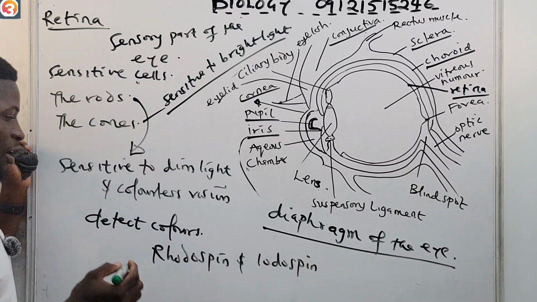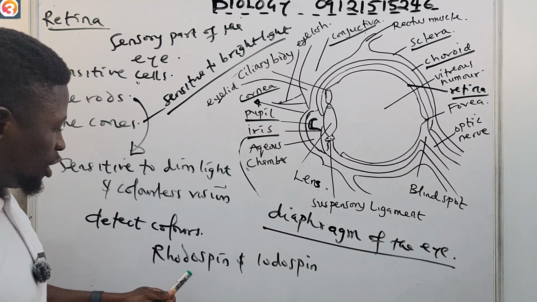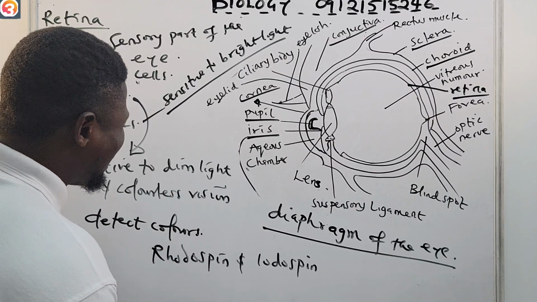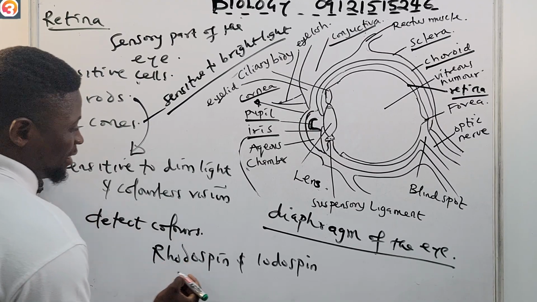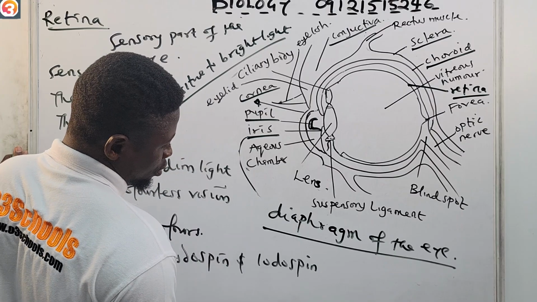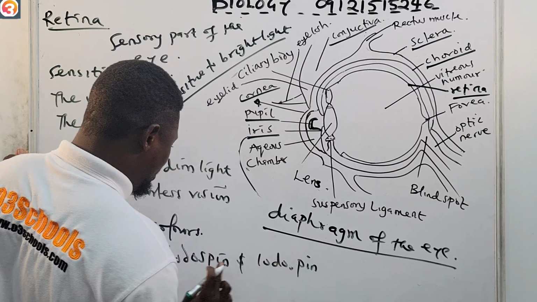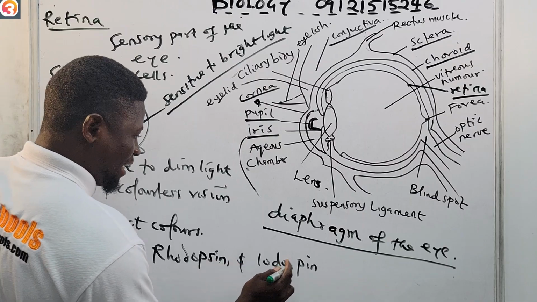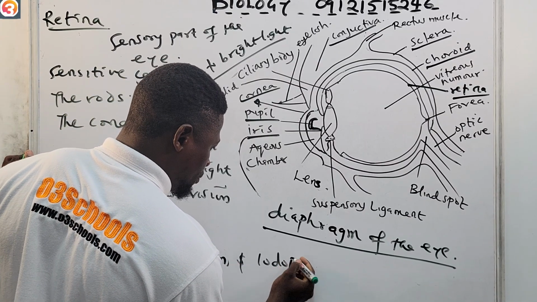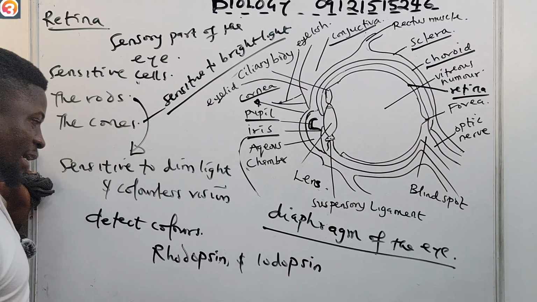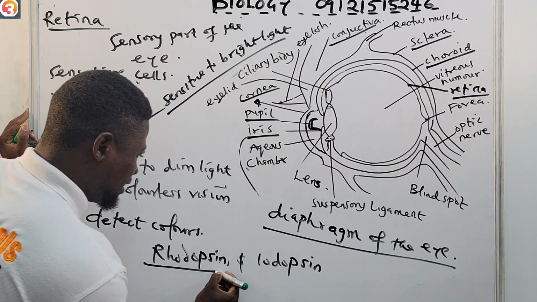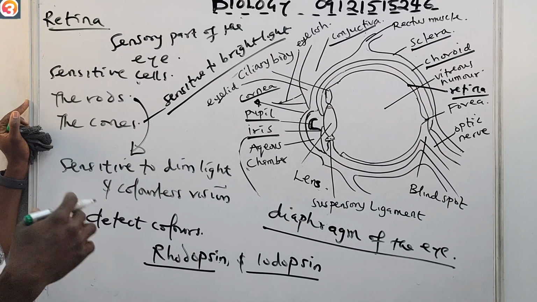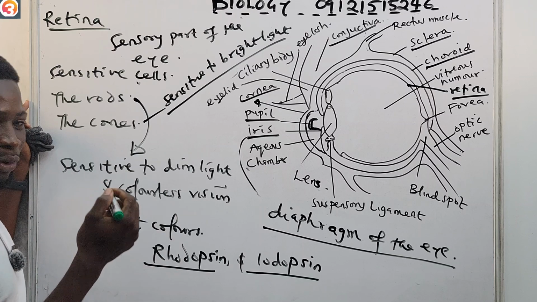and iodopsin. They contain pigments known as rhodopsin and iodopsin. They are the light sensitive pigments in the retina. Sorry, it's spelled R-H-O-D-O-P-S-I-N, and iodopsin. It's rhodopsin and iodopsin. They are the light sensitive pigments that make vision possible. They are present in the retina.